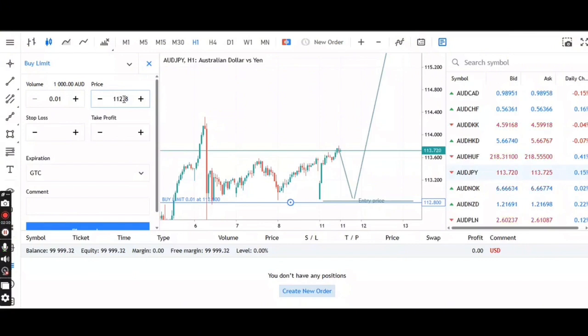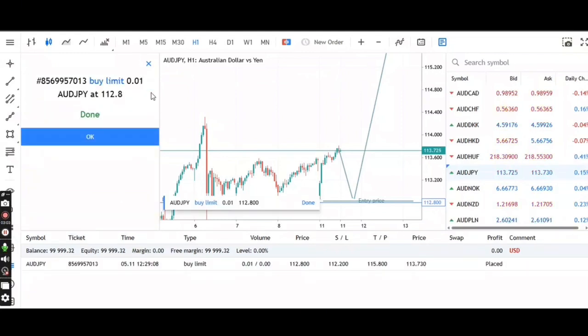112.800. Okay, then the next one is your stop loss. The stop loss where you want it to be should be, let's say, 112.200. Okay, and your take profit is at 115.800. Okay, after doing this, then you click on buy.